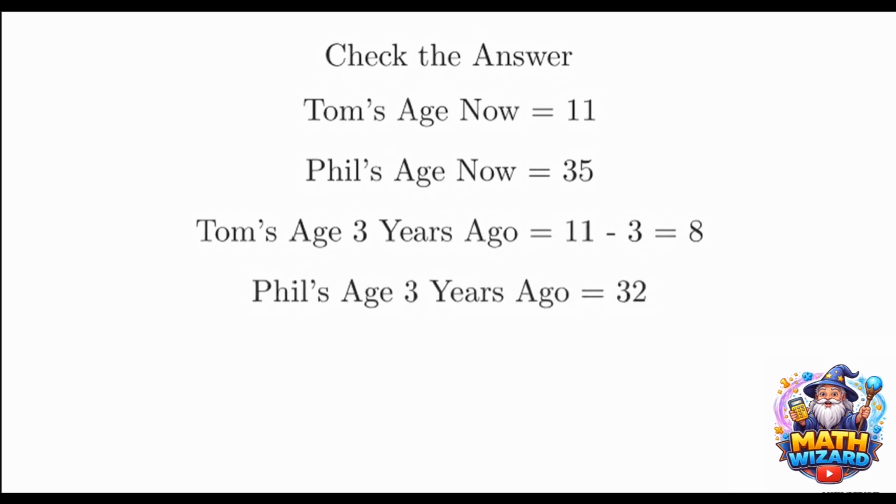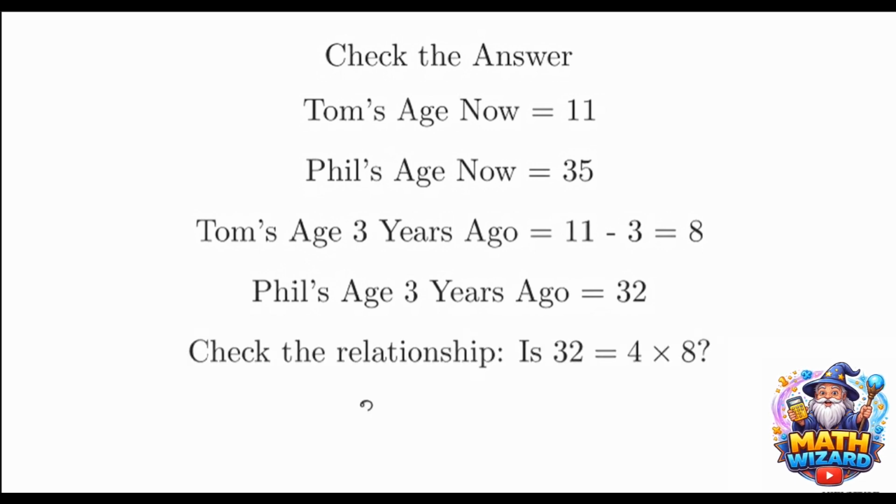Now for the big test. The problem says 3 years ago, Phil was 4 times as old as Tom. Let's check. Is 32 equal to 4 times 8? Yes, 4 times 8 is indeed 32. Our numbers fit the story perfectly. Since our numbers work, we are confident in our answer. Tom is currently 11 years old. So our final answer is 11 years old.